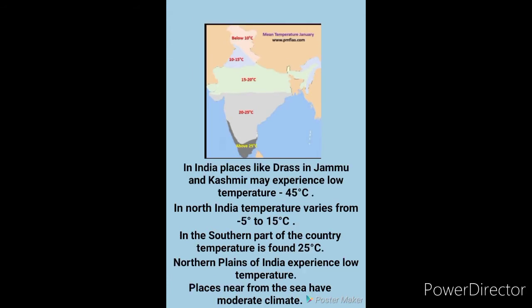In India, places like Dras in Jammu and Kashmir may experience low temperatures, minus 45 degrees Celsius. In North India, temperature varies from minus 5 degrees to 15 degrees Celsius. In the southern part of the country, temperature is found to be 25 degrees Celsius. North plains of India experience low temperature. Places near the sea have a moderate climate.